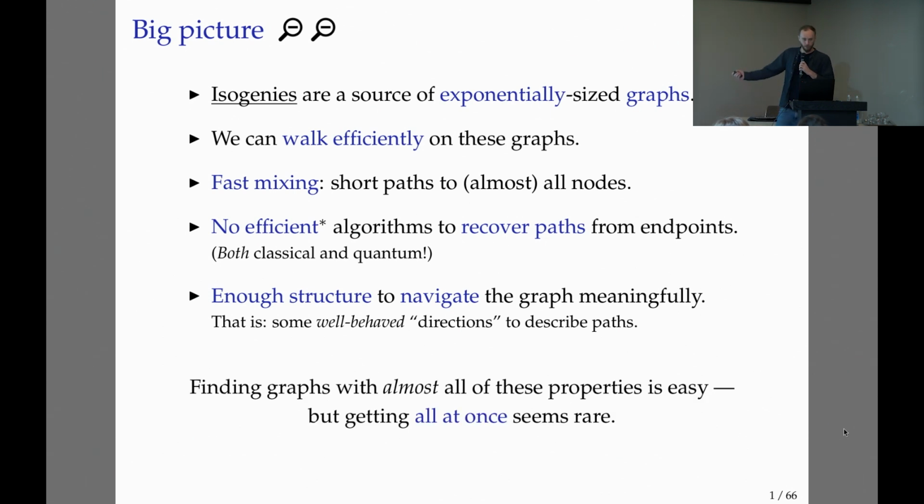Okay, these are things that isogenies can do for us, and it seems like there are not many alternatives if you want all of these properties. I can't think of any, in fact, so isogenies are the only way of getting all of these properties for big graphs all at once.